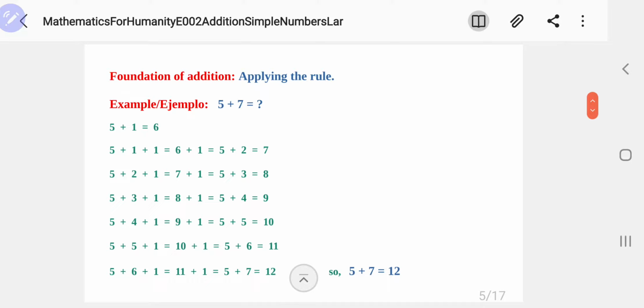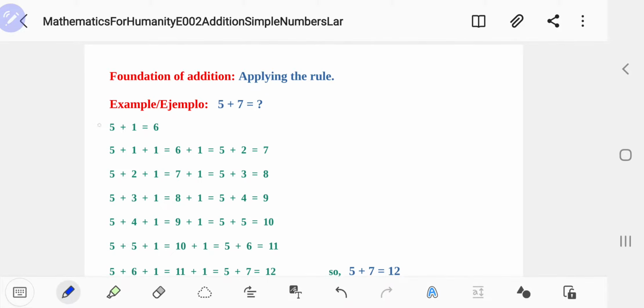So let's apply the rule of addition. Say, for example, 5 plus 7, equals, let's do it the long method. So we start with 5 plus 1 equals 6. Because if you add 1 to a number, that gives you the next number.